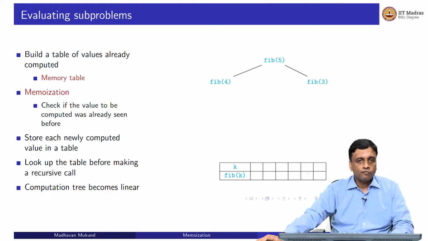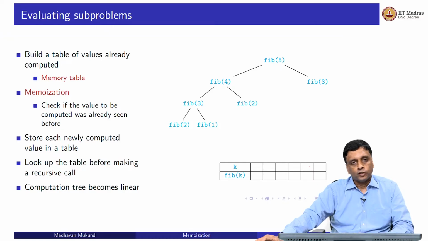Now we know nothing about 4, and as usual we'll do it left to right. We know nothing about 4, so again we have to make a recursive call, 3 and 2. Once again we know nothing about 3, so we make a recursive call. So far we have not done anything new. We are just following the same trajectory that we did when we did the direct recursive call. Finally, when I do 2, I get these recursive calls 1 and 0. And now I start getting answers.